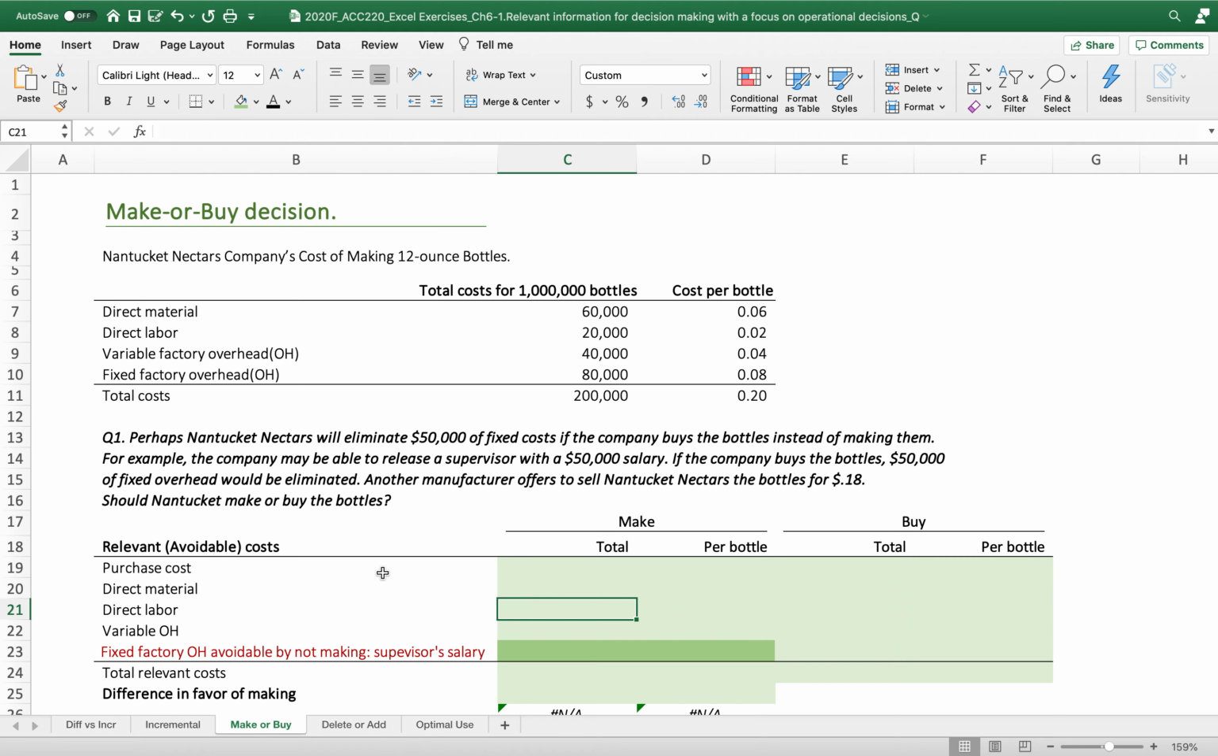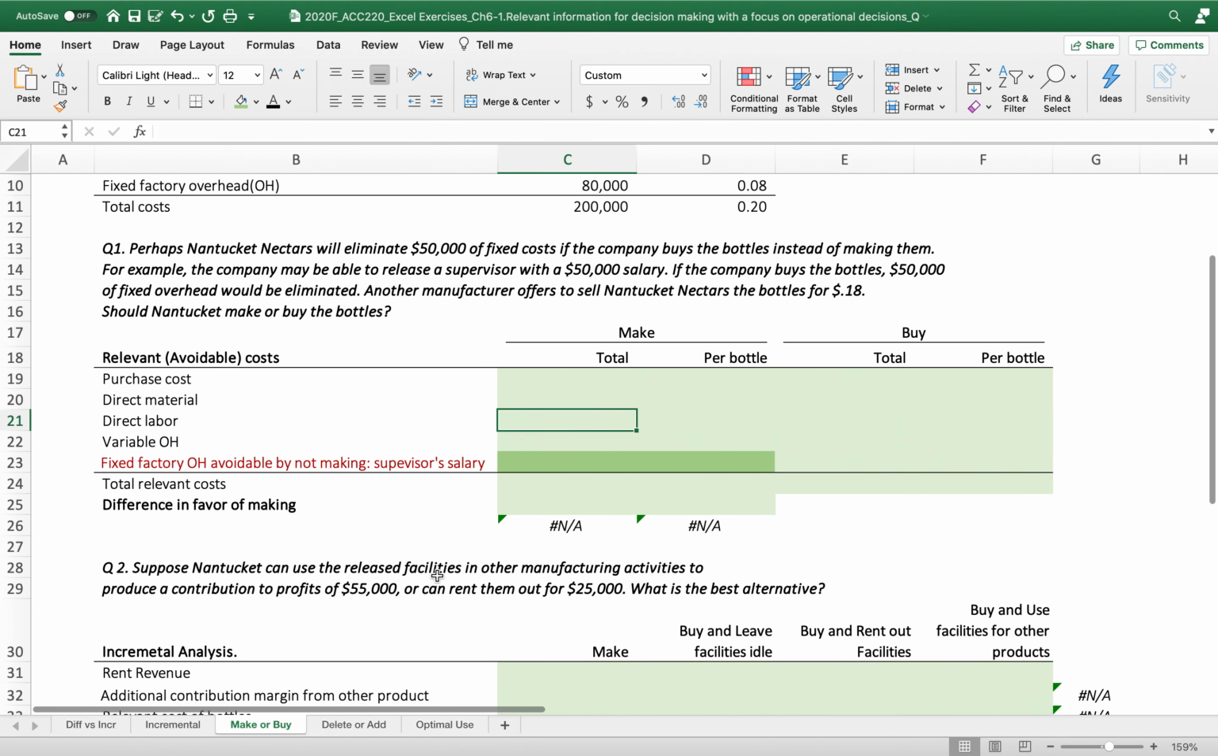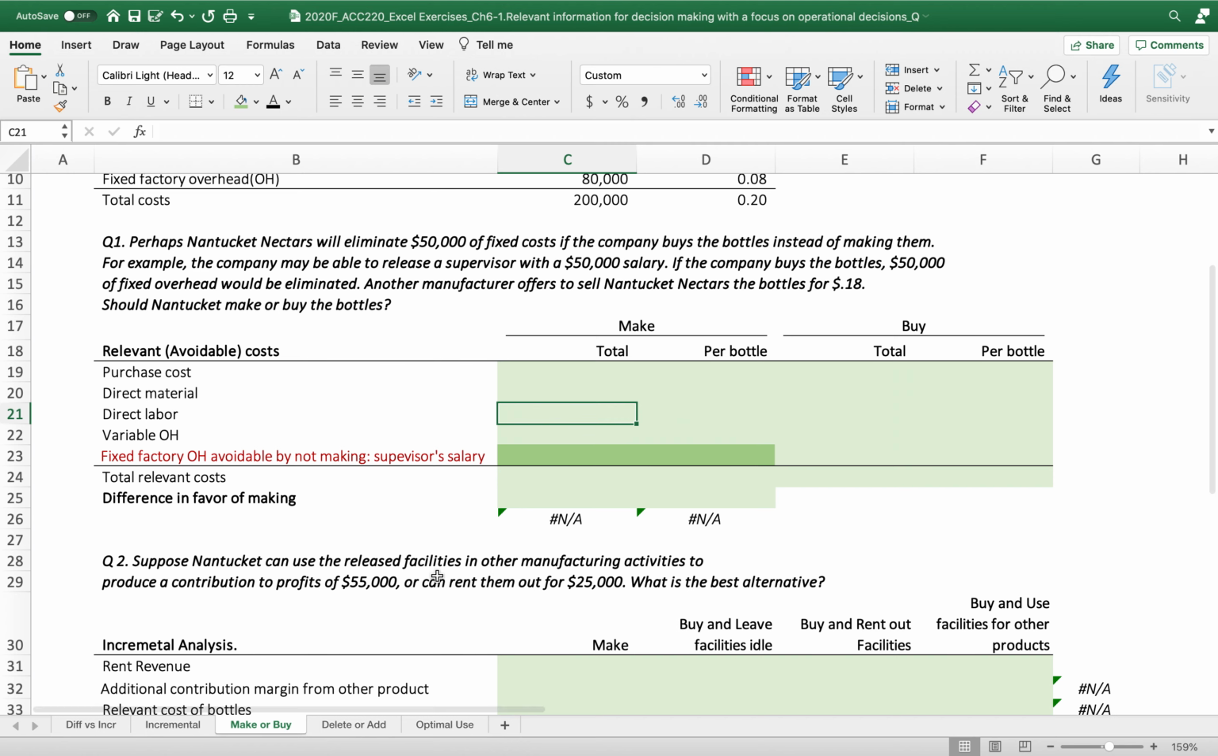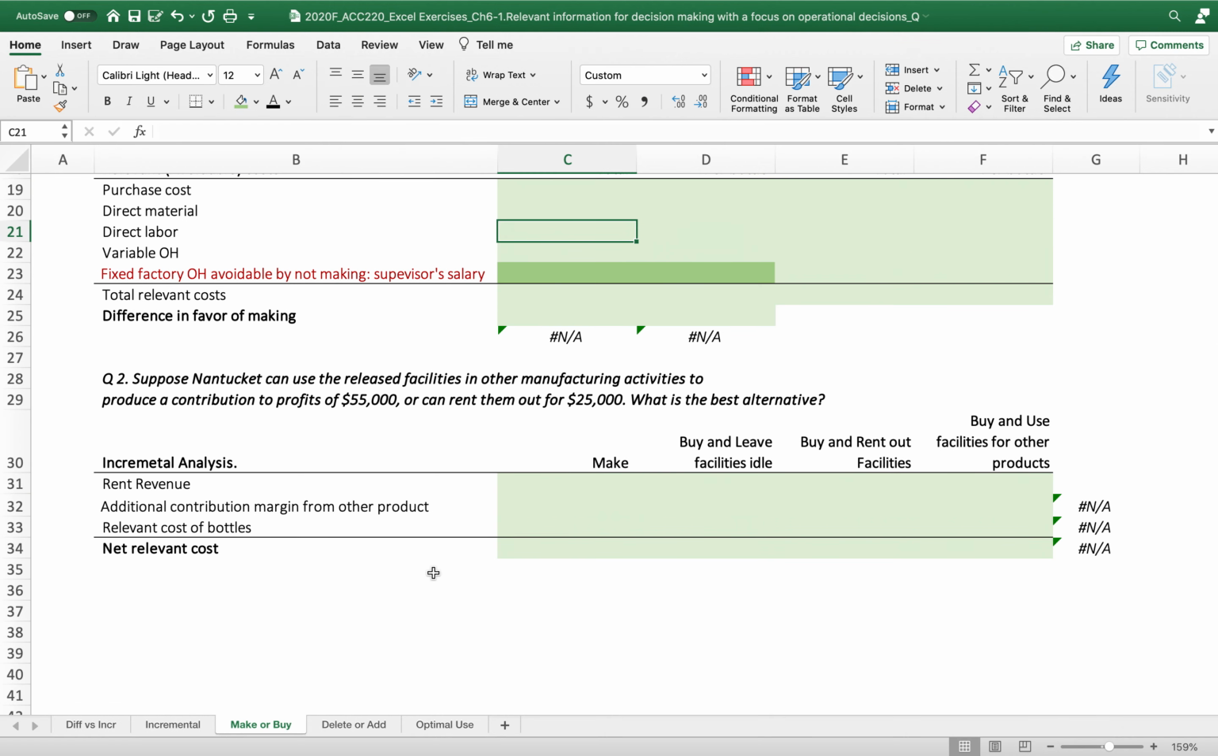Hello students, we are going to practice make or buy decision. As we discussed in the class, one of the important operational decisions is whether to make or buy the product. So in this case, we will analyze what is the relevant or avoidable cost if we take these buy cases like the outsourcing. And then we will analyze the incremental analysis.